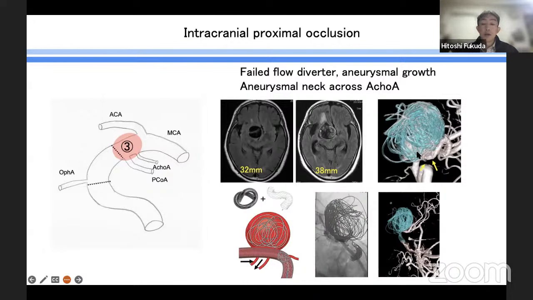The coiled aneurysm is located just across to the PCOM and anterior choroidal artery. In such a case, we cannot sacrifice the PCOM and anterior choroidal artery. So by using the combination of open cell stent and coils, we only occluded the proximal portion of the ICA. After the operation, the blood flow to the aneurysm disappeared.